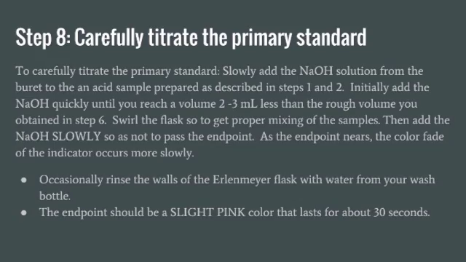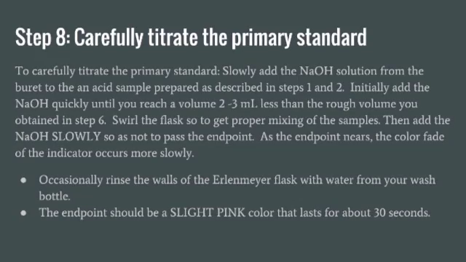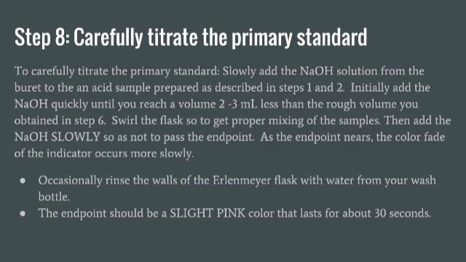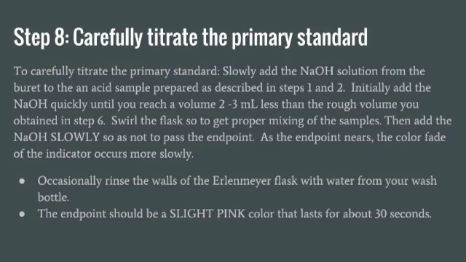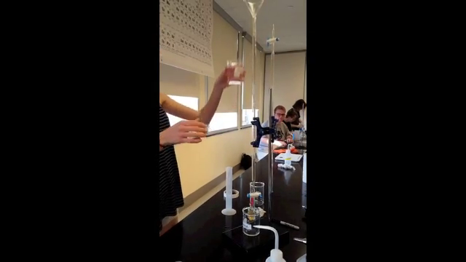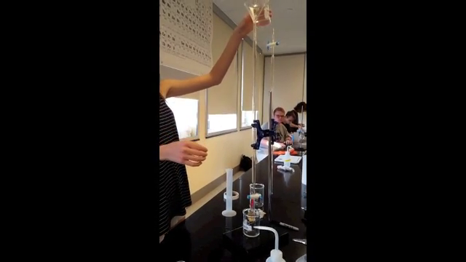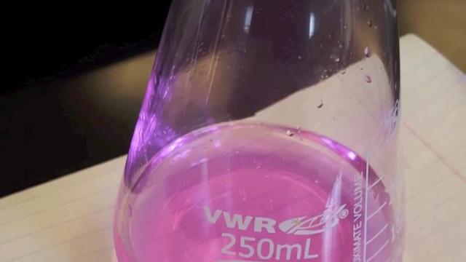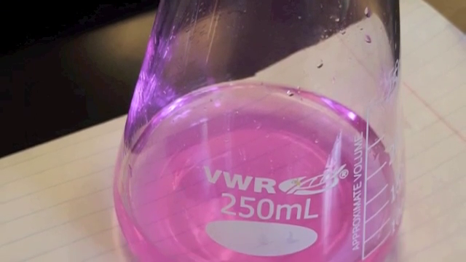Swirl the flask to get a proper mixing of the rough samples. Then add the NaOH slowly so as to not pass the endpoint. As the endpoint nears, the color fade of the indicator occurs more slowly. Occasionally rinse the walls of the Erlenmeyer flask with water from your wash bottle. The end point should be a slight pink color that lasts for about 30 seconds.